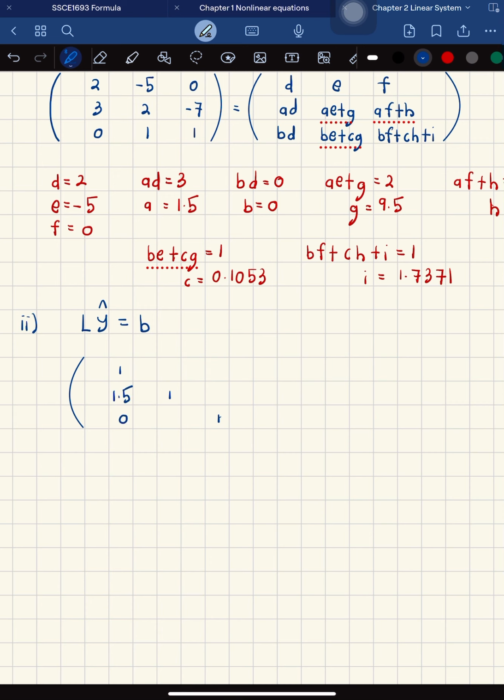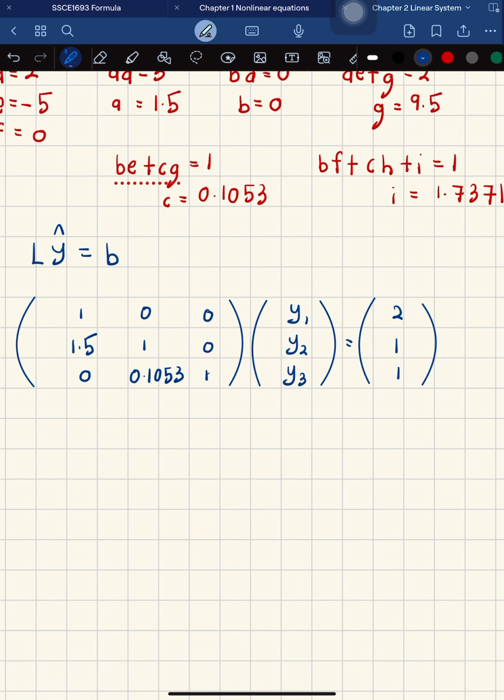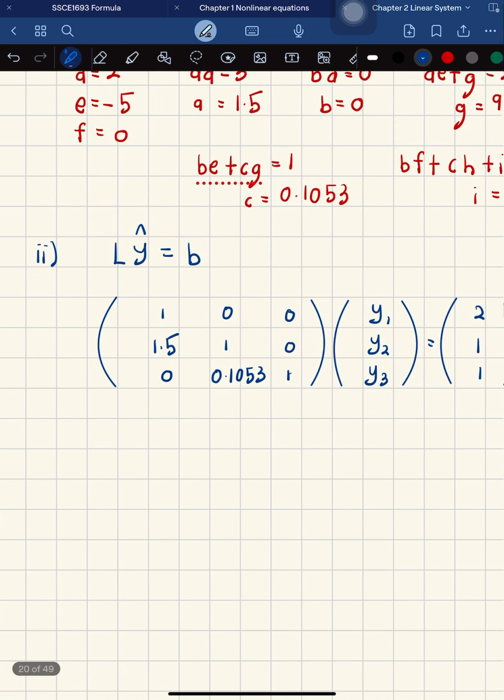B, and also C, they will be equal to 0. So Y1, Y2, Y3 equal to B. B just now is equal to 2, 1, 1. Okay, so now we can use the forward substitution.